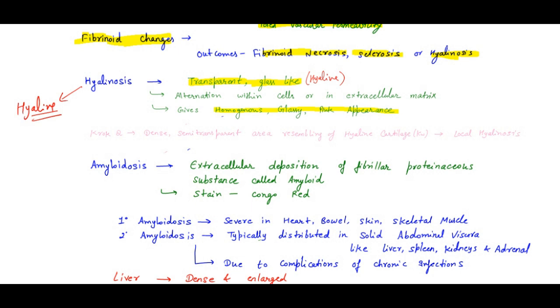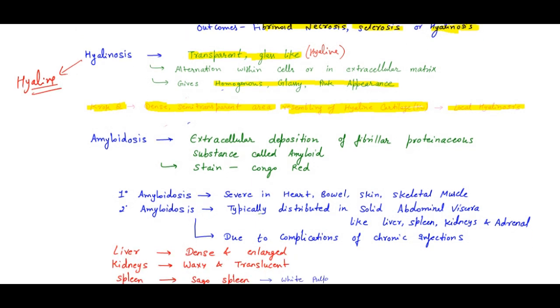Okay. So in the crow question they are saying there is a dense semi-transparent area. Semi-transparent means hyaline, resembling hyaline cartilage. So resembling hyaline cartilage simply means local hyalinosis.